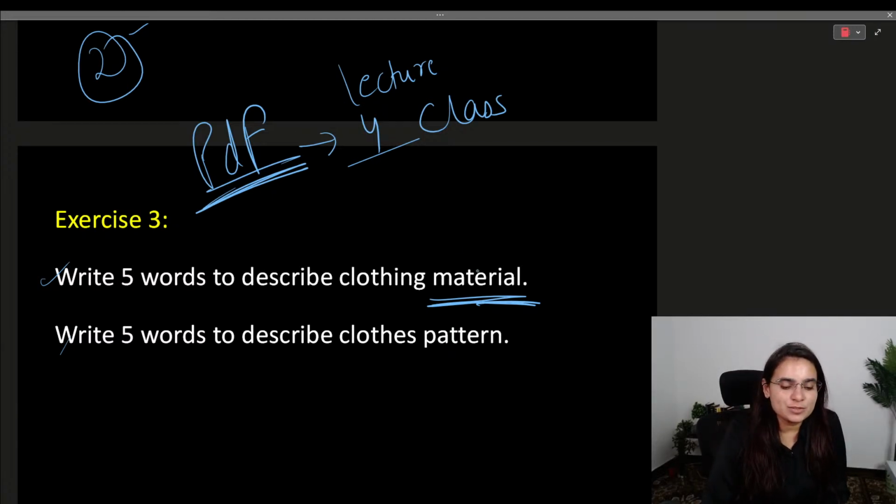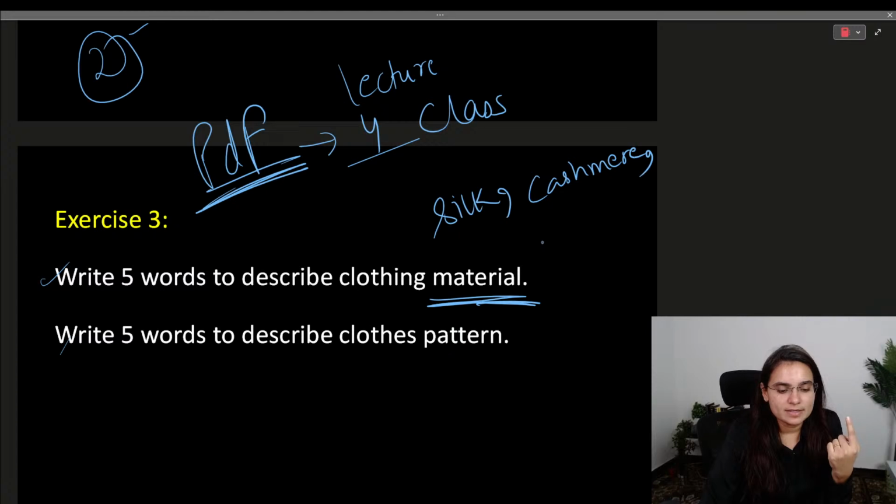Write 5 words to describe clothing material. Okay. Silk is number 1. Anything else? We talked about cashmere. Cotton, very good. Wool, wonderful.